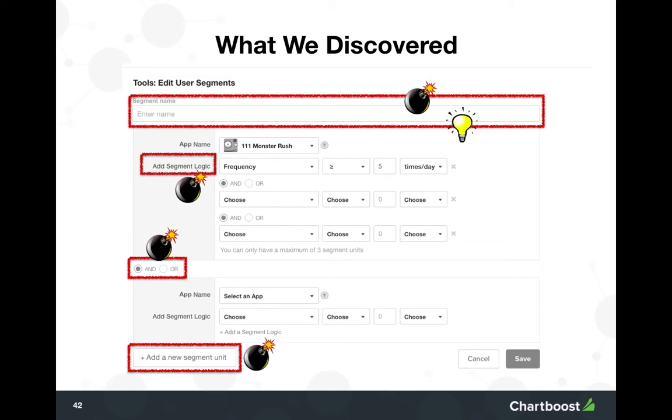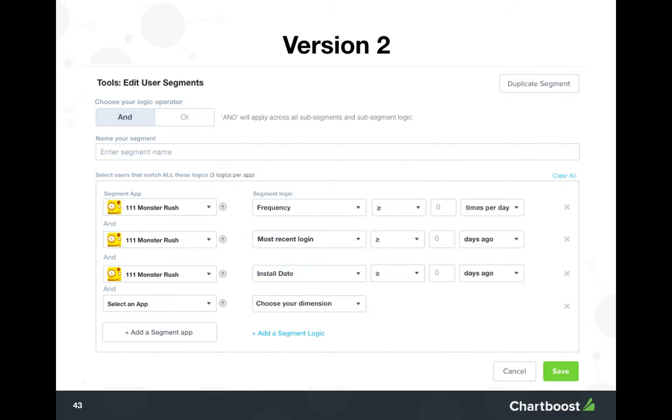And then we have another wording pitfall here, add segment unit. That wording just wasn't clear to people. So we went back to the drawing board, came up with a new design.